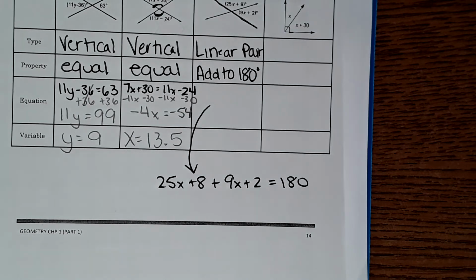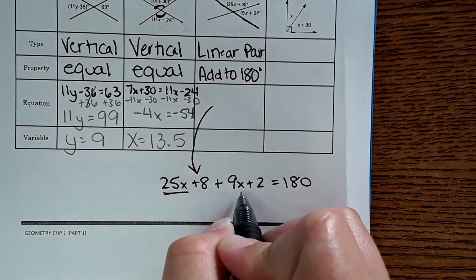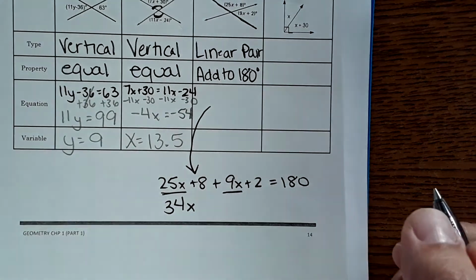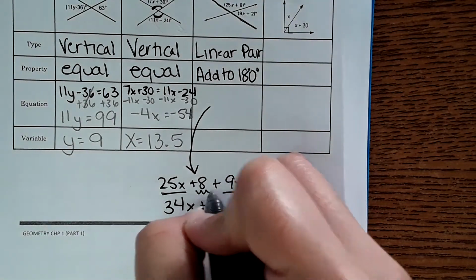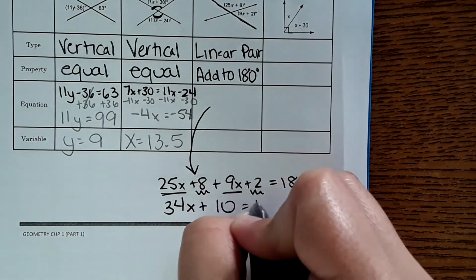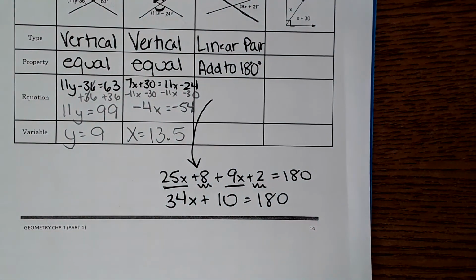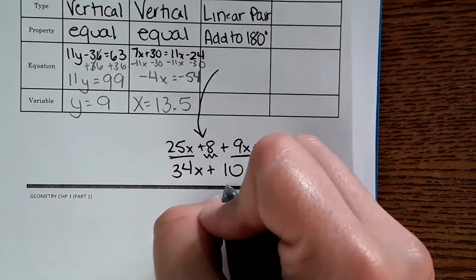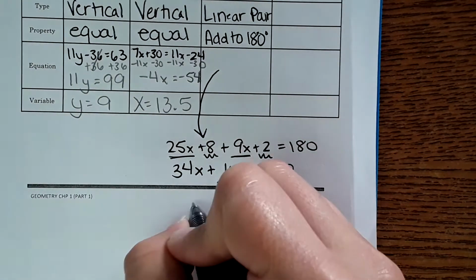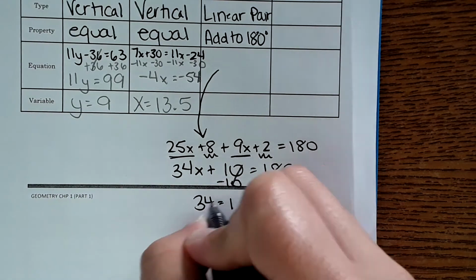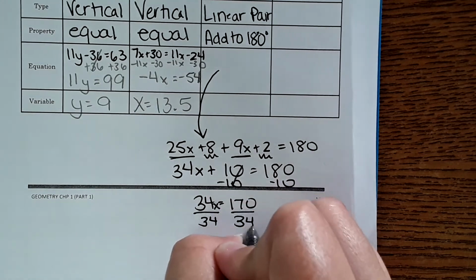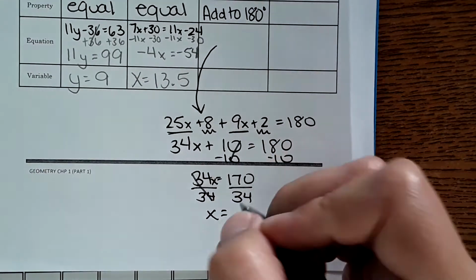To solve this, I'm going to first need to combine like terms. I see that I have 25x and 9x. I can combine those to make 34x. And then the constants 8 and 2, 8 plus 2 is 10. Put it equal to 180. And then from here, subtract 10 from both sides. And then divide by 34. And x equals 5.